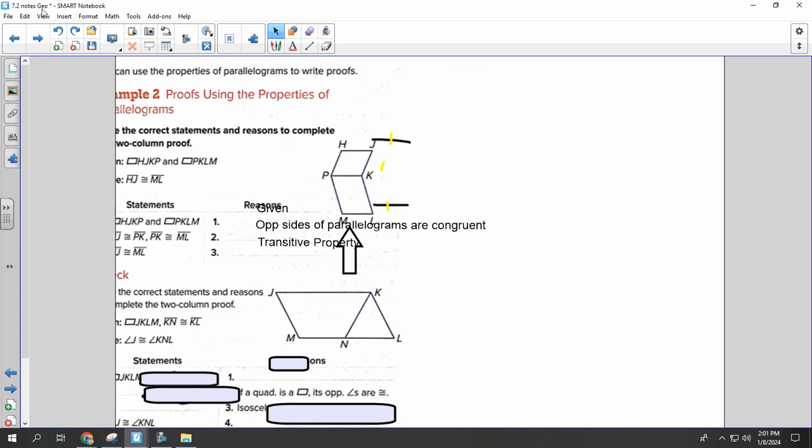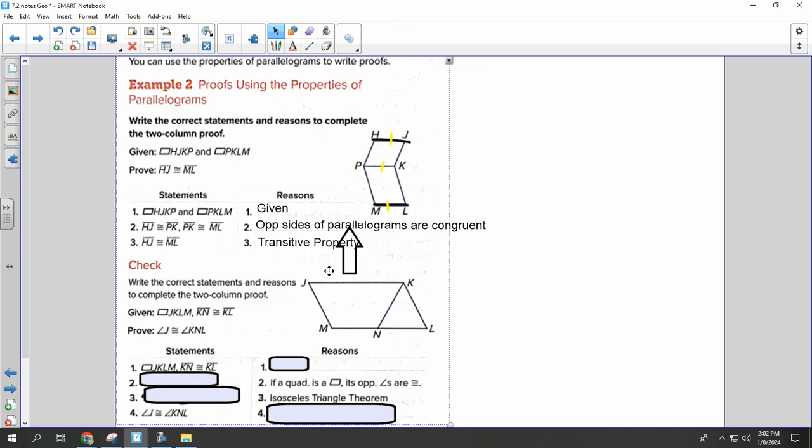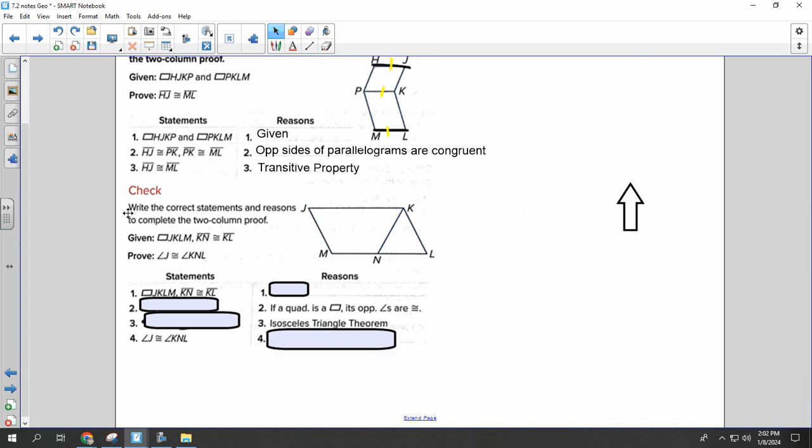Okay. Then we have HJ congruent to ML. When you have an item that is congruent to PK and then PK is congruent to ML, when you cut out this middleman and just say HJ congruent to ML, that's called the transitive property. Okay. You guys take a moment, pause this video, see if you can find the right reasonings and statements to complete this two-column proof.